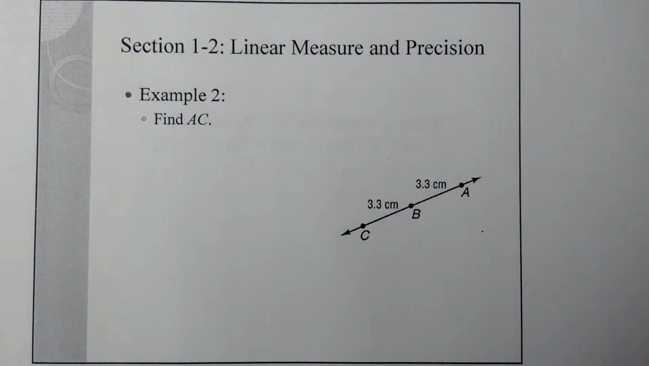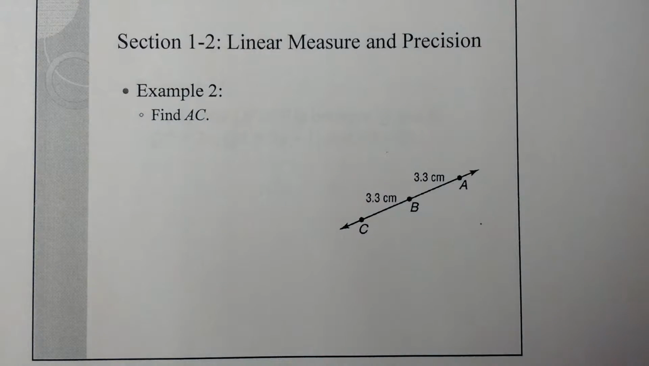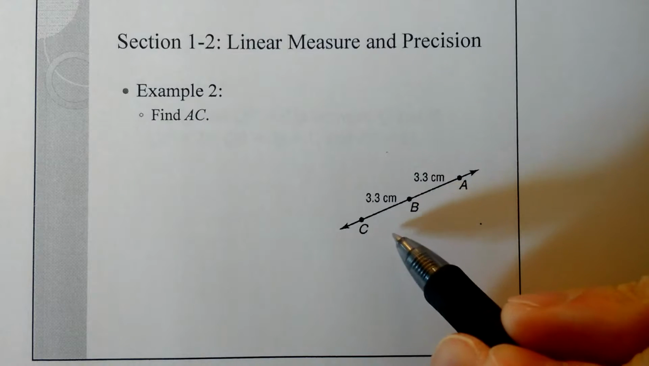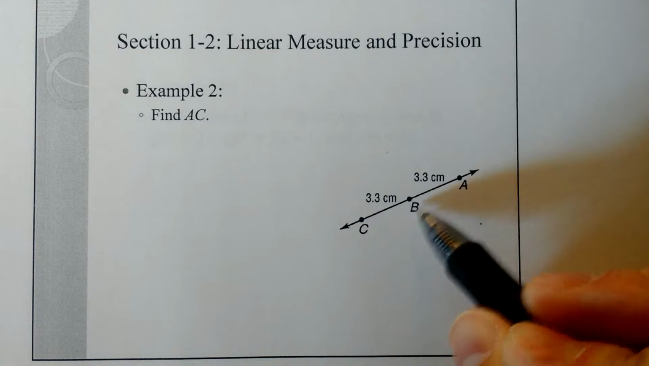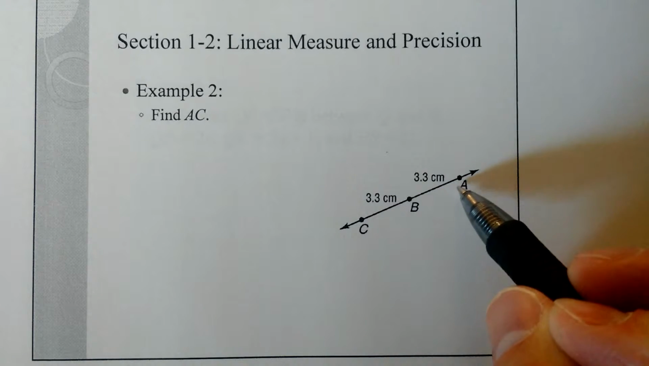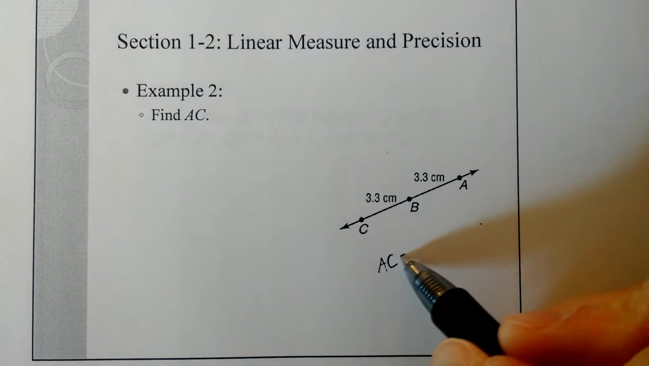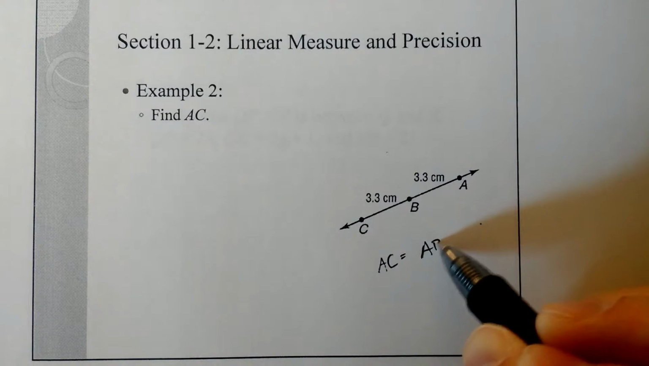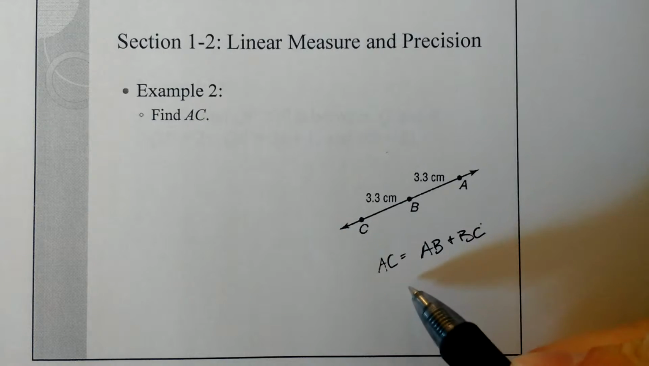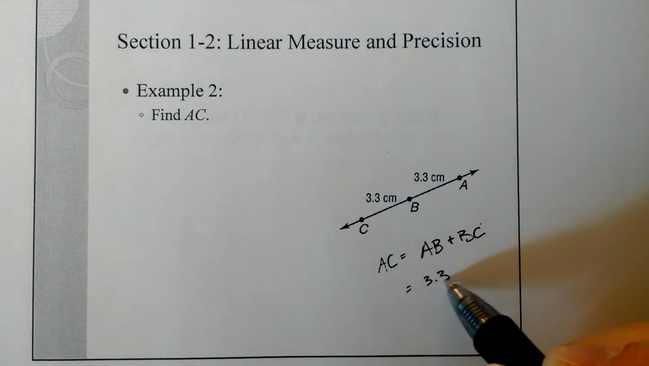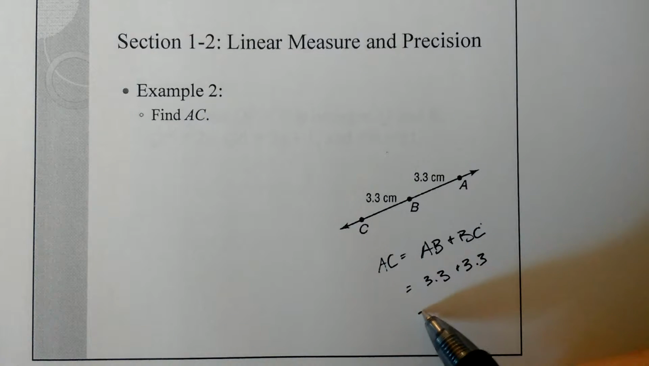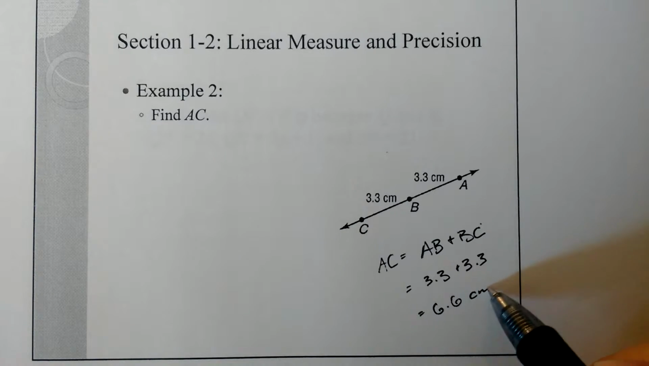Alright, so example 2 here. It says find AC. Well, we know that CB is 3.3, and we know that BA is also 3.3 centimeters. So AC is equal to AB plus BC. AB is 3.3, BC is 3.3, so the whole thing is 6.6 centimeters.